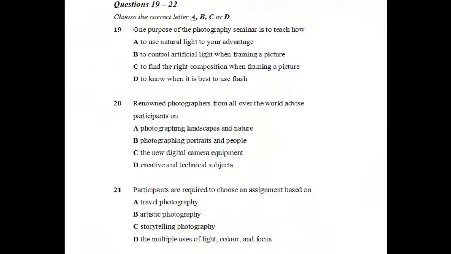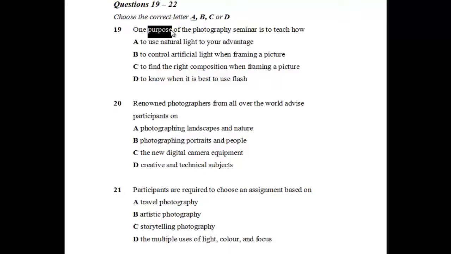Okay, here we can see a four-option multiple choice task. One thing I want to stress here is the importance of underlining keywords. So let's go to the first question, number 19. So we read, one purpose of the photography seminar is to teach how. So the first important word here is purpose. Do you see that? You will be looking for a purpose.